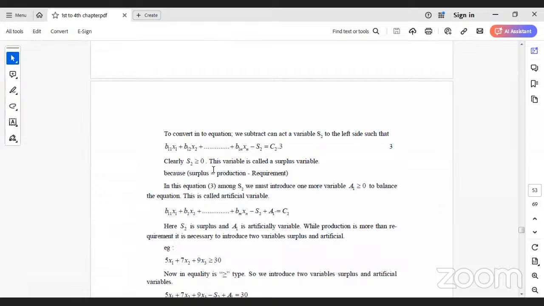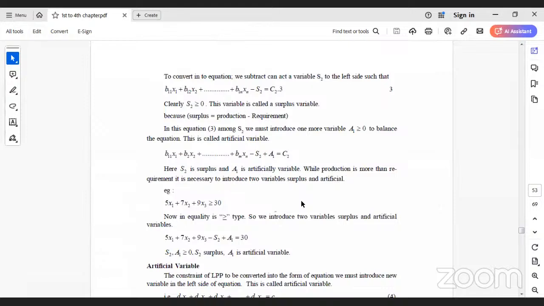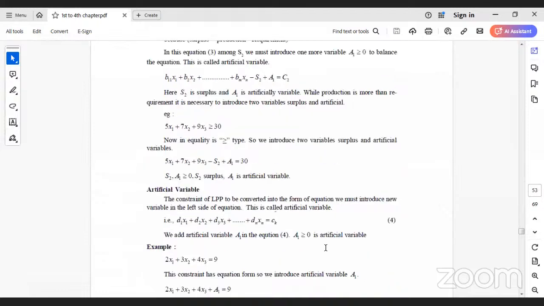In this equation, along with s2, we introduce one more variable a1 greater than 0 to balance the equation. This is called an artificial variable. b11 x1 plus b12 x2 and so on plus b1n xn minus s2 plus a1 is equal to c2. Here s2 is the surplus and a1 is the artificial variable. While production is more than requirement, it is necessary to introduce two variables, surplus and artificial. Example, 5x1 plus 7x2 plus 9x3 greater than or equal to 30. Now the inequality is of greater than or equal to type, so we introduce surplus and artificial variables.